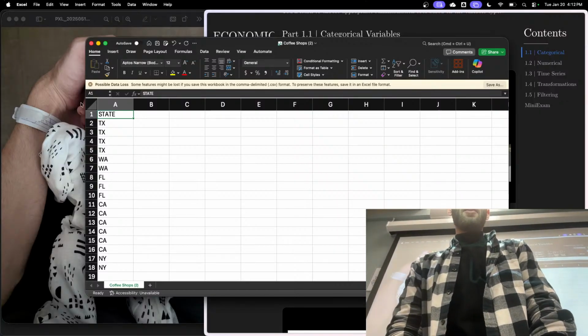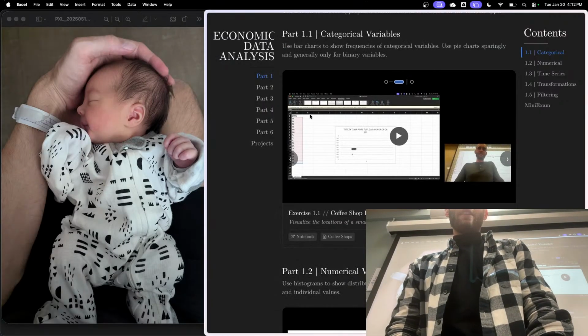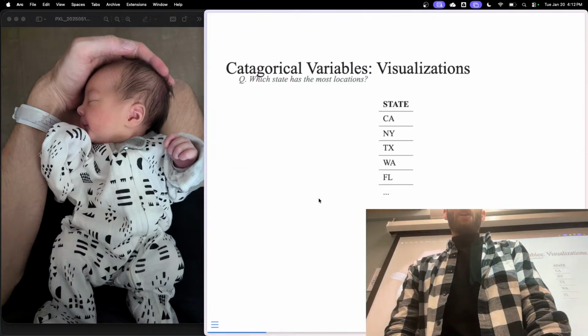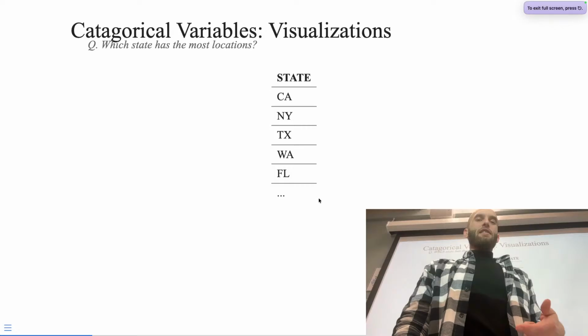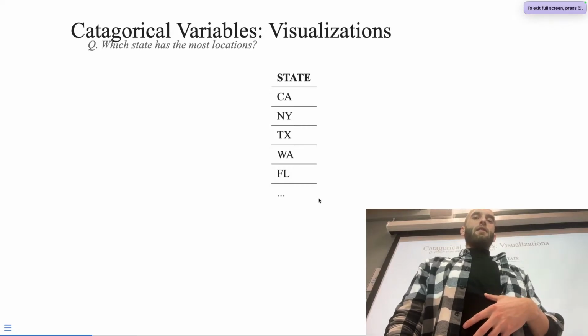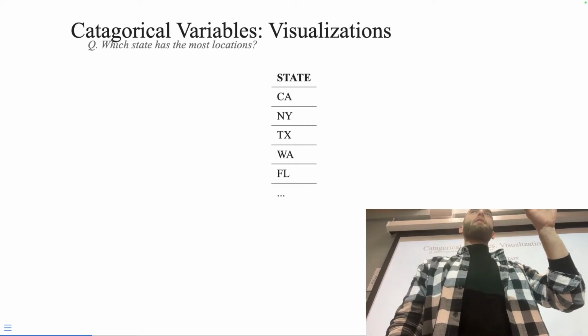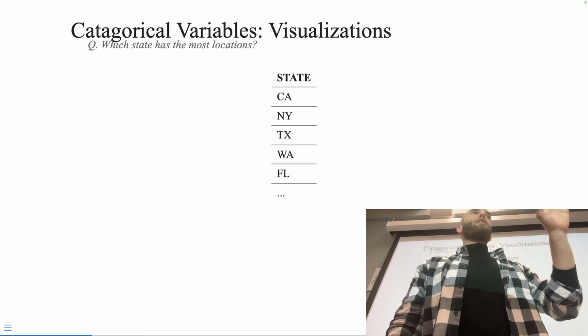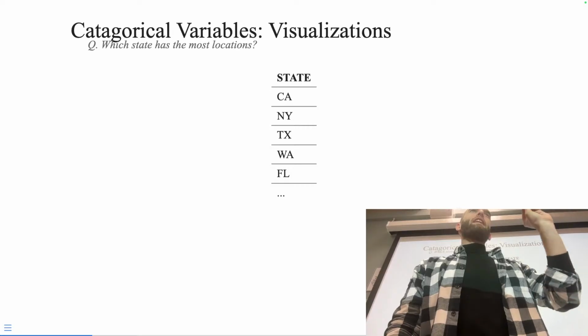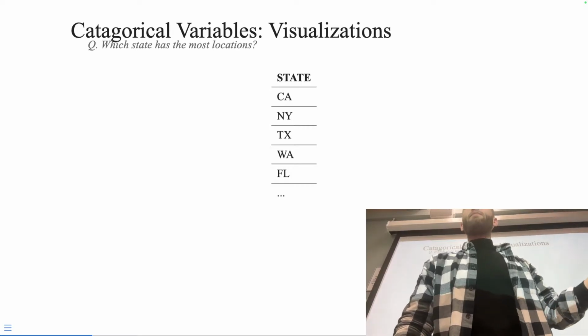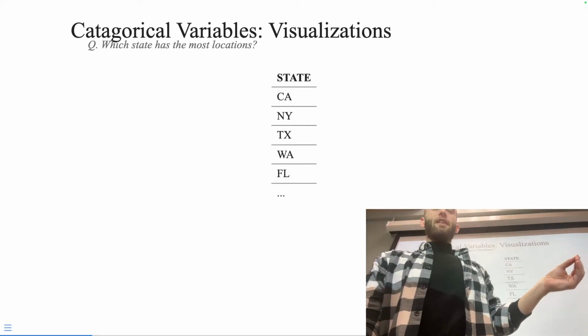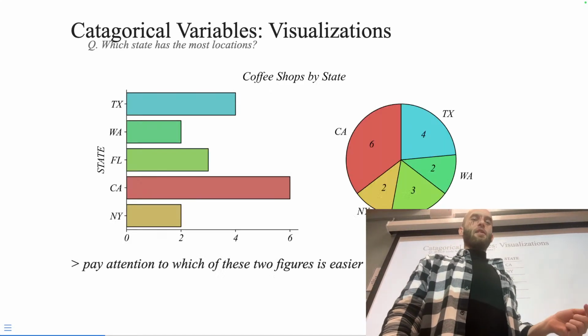Okay, so I'm going to ask you a bunch of questions. We know the data set needs to be summarized. Summarizing this data will make our job a lot easier to answer this question. So I'm going to give you two figures. I'm going to give you 10 seconds, and you're going to tell me which of the two figures is easier to read, and then I'm going to take a poll. Ready? All right. Which state has the most locations?